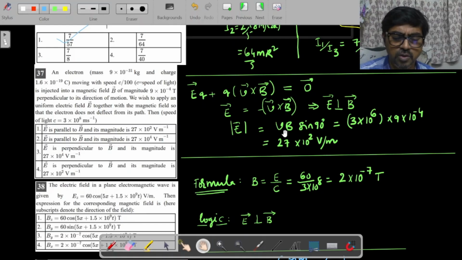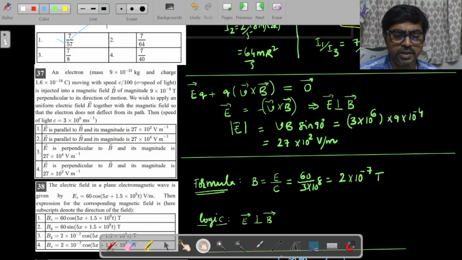And V is how much they gave? C by 100, na? 3 into 10 power 6 meter per second, into B gave 9 into 10 power minus 4. If you substitute, you will get 27 into 10 power 2 volt per meter. That is going to be magnitude of E. So magnitude of E has to be 27 into 10 power 2, meaning either it should be 1 or 2 or 4, that is all. So 2 and 3 can be avoided.